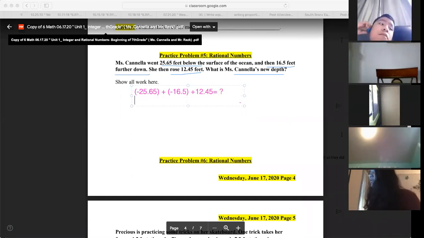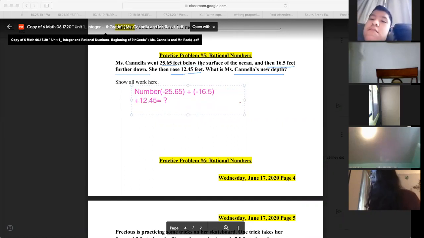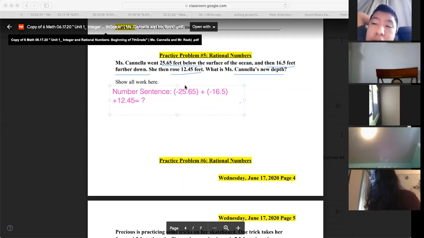So Hector, what we noticed here is that this is actually our number sentence, right? Because we want to always have some kind of number sentence on our paper. This part is pretty straightforward. Now we want to understand this. We have 2 negatives, Hector, and we're adding. When the signs are the same, what do we do?